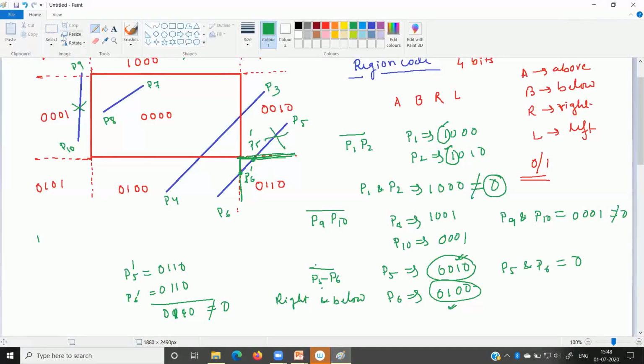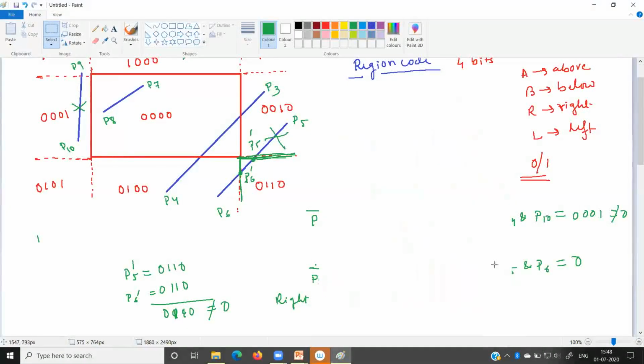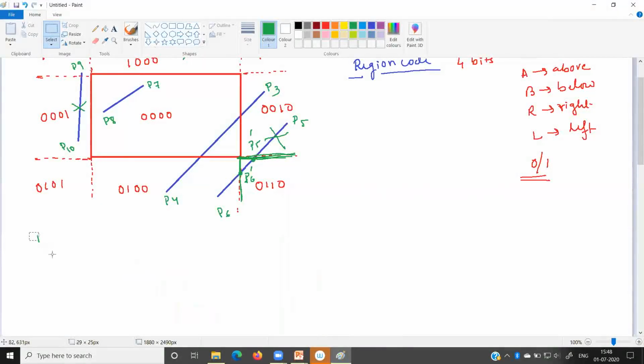Now we will consider the next one. We will consider the line segment P3, P4. Here for the P3 and P4 line segment, again we have to find out the region code for P3 and the region code for P4.